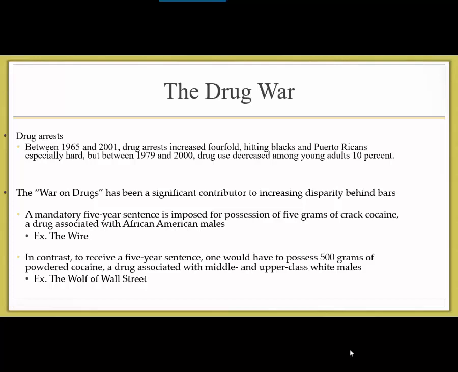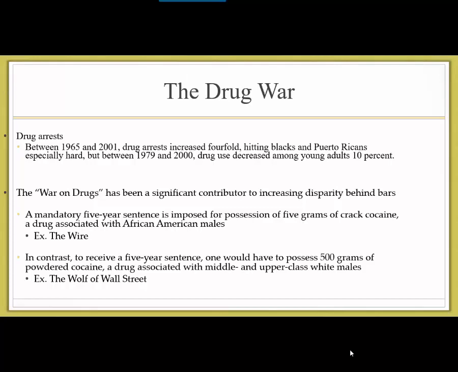So basically, in order to receive the same amount of years for a sentence, a person would need to have 100 times the amount of cocaine as they would crack. And a lot of that had to do with the kind of correlation with crack being with poverty, poor minorities, and cocaine in the 80s and 90s largely being seen as like a wealthy kind of party drug. And so you can see that even in media examples.